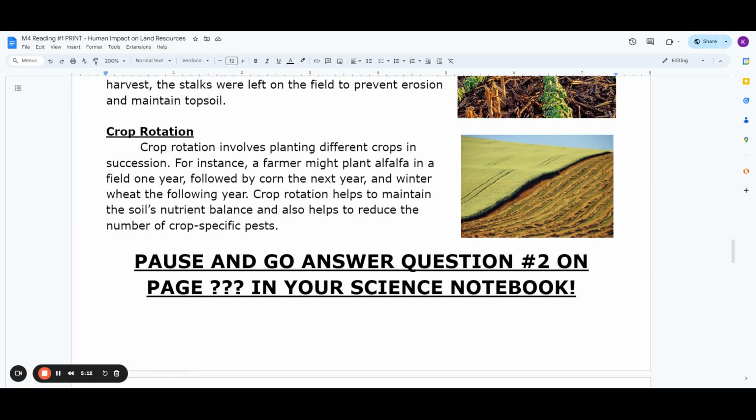Crop rotation. Crop rotation involves planting different crops in succession. For instance, a farmer might plant alfalfa in a field one year, followed by corn the next year, and winter wheat the following year. Crop rotation helps to maintain the soil's nutrient balance and also helps to reduce the number of crop-specific pests. Pause and go answer question number 2 in your science notebook.